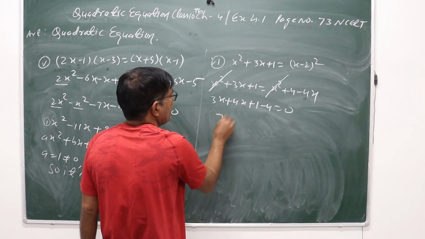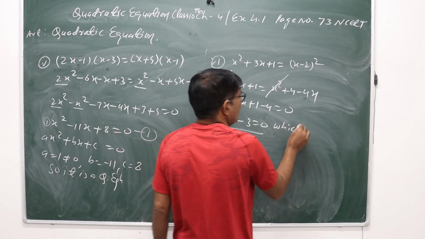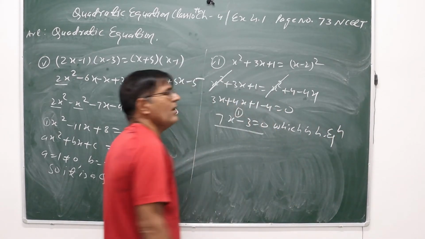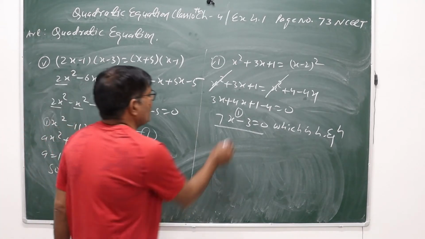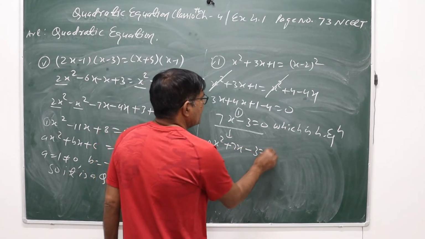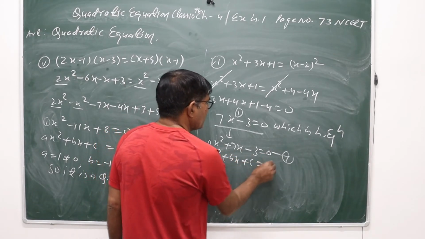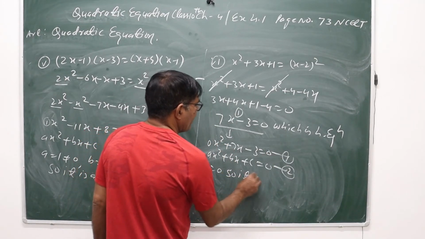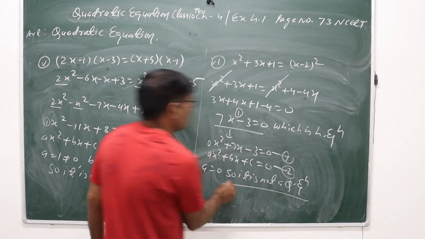3x plus 4x is 7x, minus 3 is equal to 0, which is a linear equation. Linear, why? Because the highest power of x is 1. Now if we want to write it in quadratic format, we can write 0x square plus 7x minus 3 is equal to 0. Compare with the standard form ax square plus bx plus c is equal to 0. Here a is equal to 0, so it is not a quadratic equation. So please pause the video and note down.